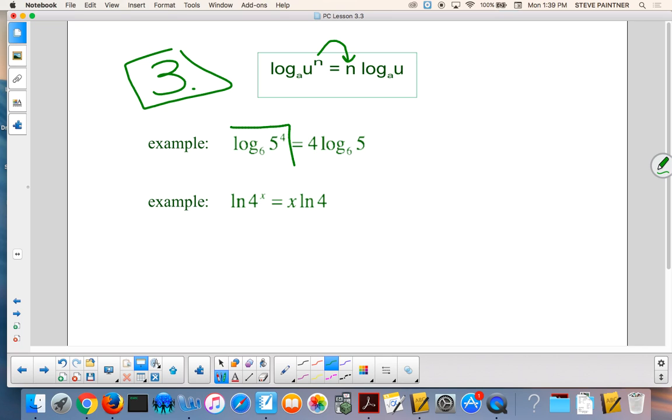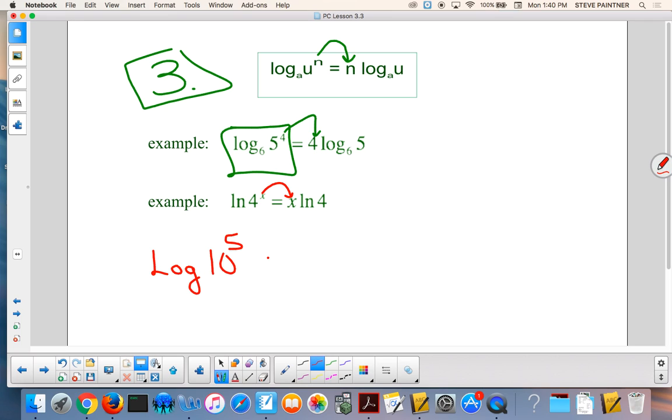So look at this one. Log of 5 to the 4th, base 6. Well, where's the 4 go? Right in front. So now it's 4 times log of 5 base 6. Okay? All right, what about the next one? Natural log of 4 to the x. Where does the x go? Right in front. Right there. That's it. That's all it is. It's that simple.